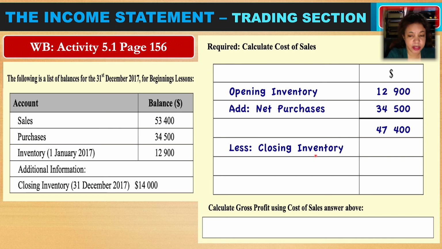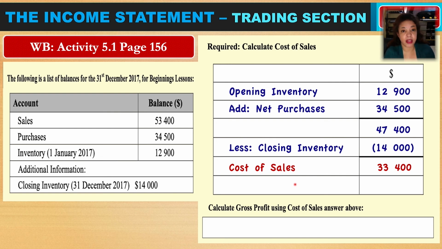Less your closing inventory. Look, you see it's underneath here in this case. Closing inventory, there's the date to confirm, 14,000. In brackets. Draw your line for calculation. Cost of sales is therefore 33,400. So that was in your books. You will do the others with the correct pages, of course. And I just did this one for you as an example.